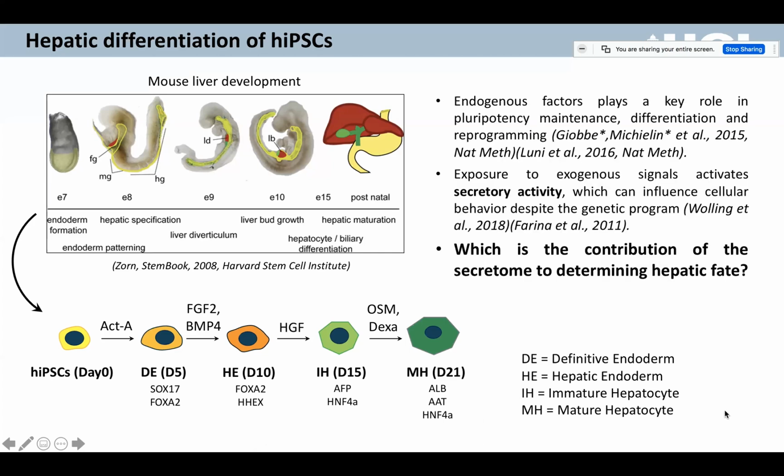However, endogenous cell-secreted factors have also been recognized to play a key role in developmental processes, but also in the maintenance of pluripotency, differentiation in general, and also in the reprogramming to iPSCs. And also the exposure to the exogenous signals that we provide through our differentiation protocols activates secretory activity, which can also influence the cell behavior despite the genetic programs of the cells.